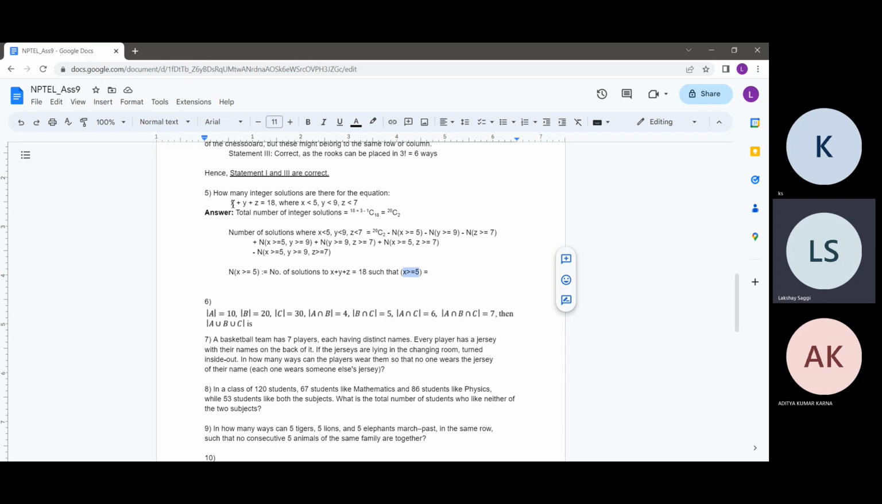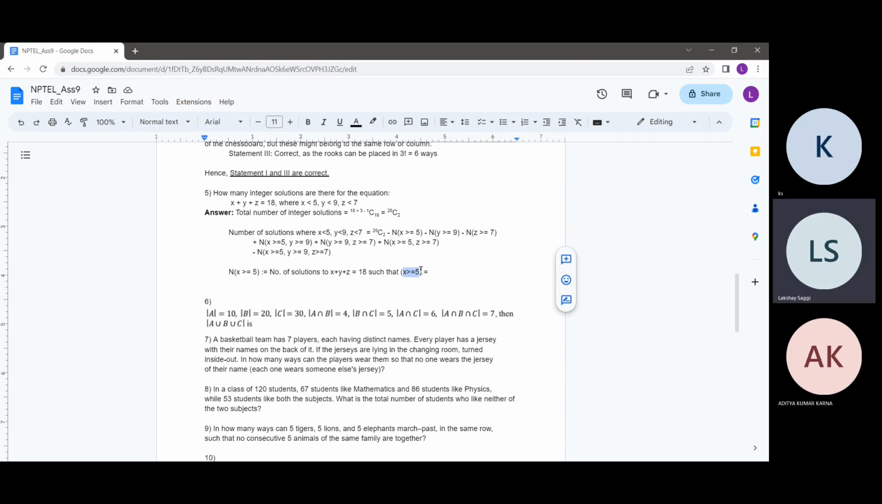So what do I actually want? I need x greater than or equal to 5, so I can subtract 5 from both sides. It will now give me x minus 5 plus y plus z is equal to 13. This 18 minus 5 becomes 13. And now this x minus 5 will be greater than or equal to 0, since x is greater than or equal to 5.